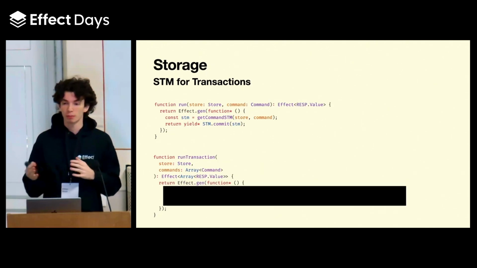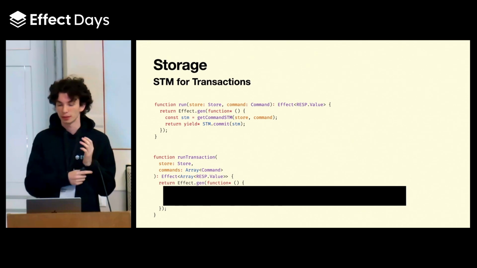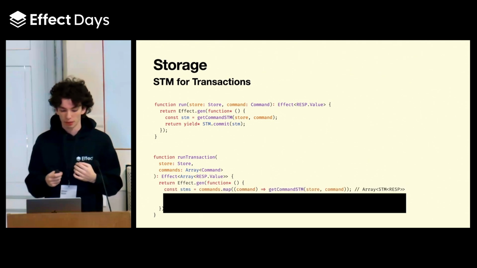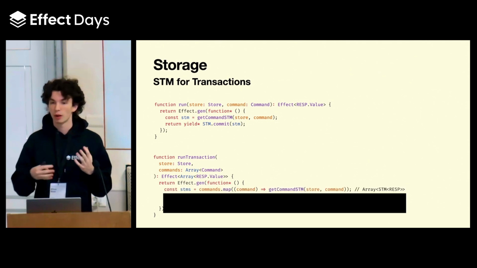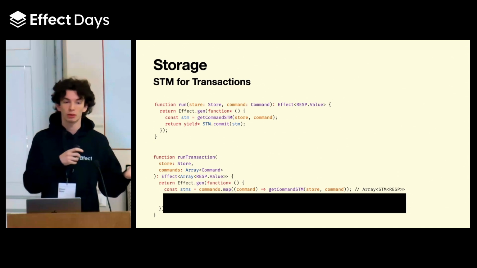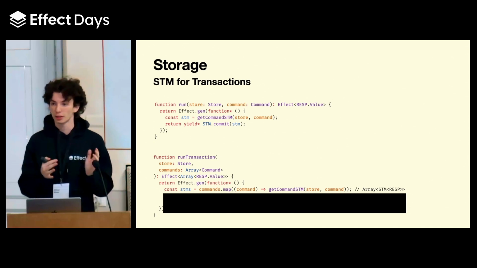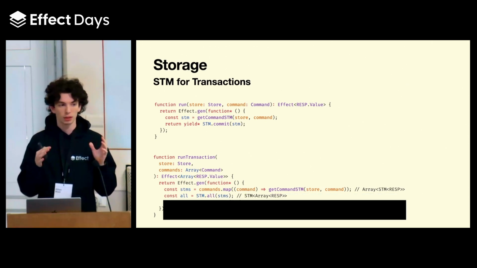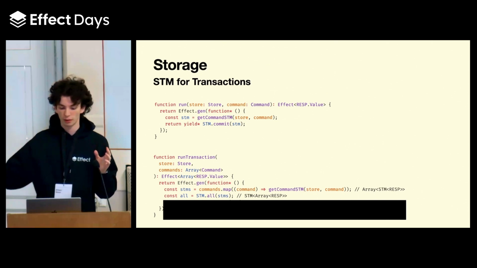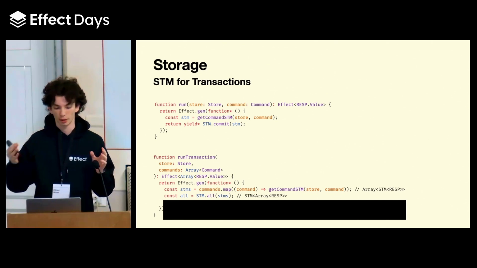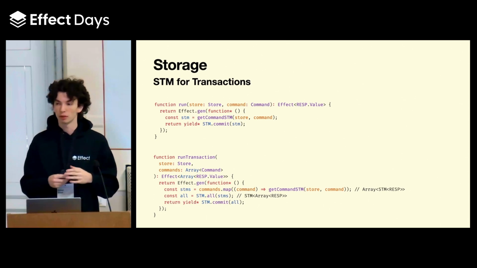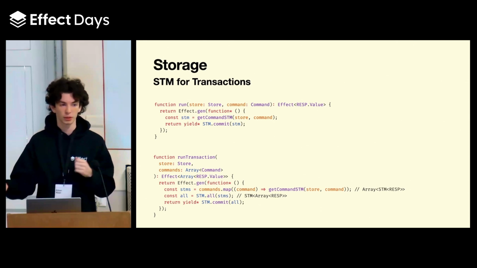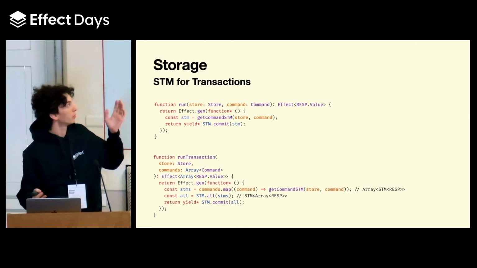This isn't really that different from what we were doing before with just one command. But if we wanted to bring in an array of commands instead of just one, in a transaction, we can map over this array with that same get command STM function, and we'll end up with an array of STMs. Then, just how we use Effect.all to turn an array of effects into an effect of an array, we can do the exact same with STM. Now we have a single STM, which represents all of the individual updates for each of the commands. Because we just have one STM, we can just commit that one STM. And because STM either commits or rolls back, that's transactions. That's all you need to do.